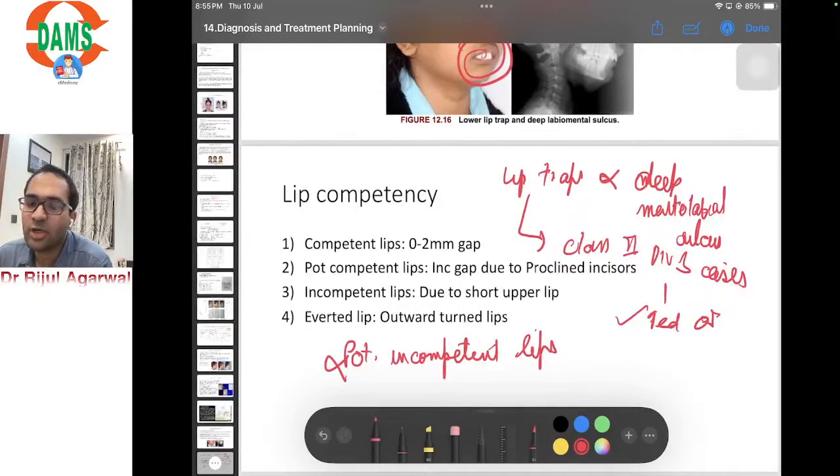Incompetent is due to short upper lip. So howsoever retraction you do, howsoever proclination of incisors you correct, the lip competency won't be achieved. So in those cases you have to increase the lip length.